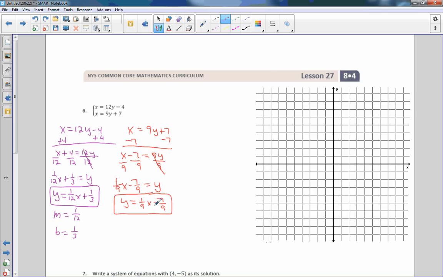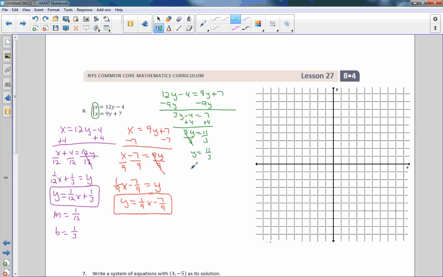Not very nice values to try to graph, but anyhow, now let's solve this by setting each of these equations equal to each other. Since they're both equal to x, they're equal to each other. So I can say 12y minus 4 is equal to 9y plus 7. Okay, if I subtract 9y from both sides, I get 3y minus 4 equals 7. Add 4, add 4. 3y equals 11. Divide by 3, divide by 3, and y equals 11/3.